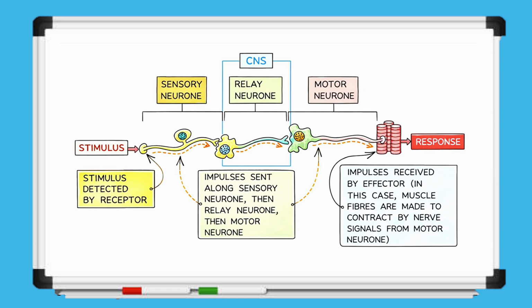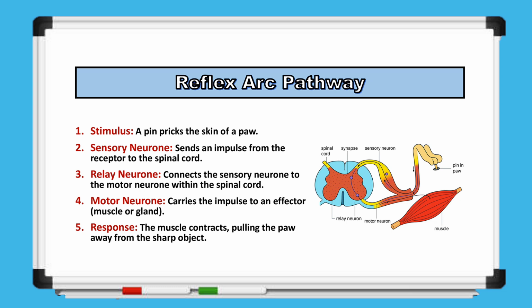Now here, this diagram shows a situation in which a pin pricks the paw, illustrating how a reflex arc functions. Here, the sharp pin acts as the stimulus that pricks the skin of the paw. The pain is detected by receptors in the skin, which quickly generate an electrical impulse. This impulse then travels along the sensory neuron to the spinal cord. Within the spinal cord, the impulse is passed to a relay neuron, which forwards it to a motor neuron. The motor neuron carries the impulse to the effector, which is the muscle. As a result, the muscle contracts and produces a response by pulling the paw away from the pin.